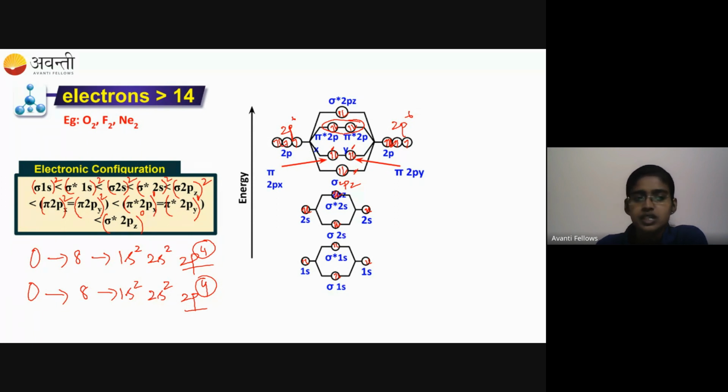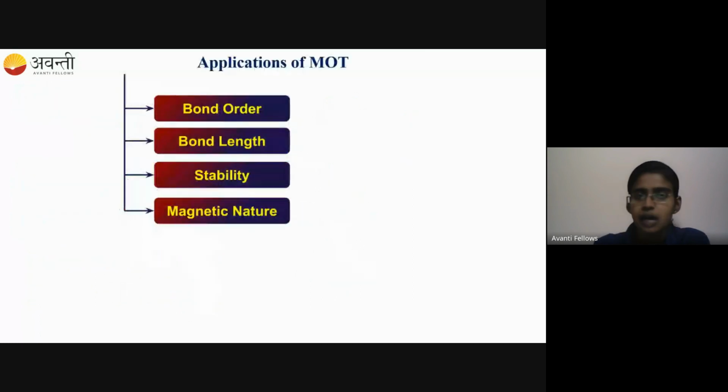Shall we go with the applications of molecular orbital theory? So I have discussed the 5 postulates of molecular orbital theory, and the 2 cases to follow for the molecular orbital energy level diagram. Very good. Now next we'll go with the applications. So what all can we find out from the molecular orbital theory? These 4 things you can find out: bond order, bond length of the molecule, stability of the molecule, and magnetic nature of the molecule.